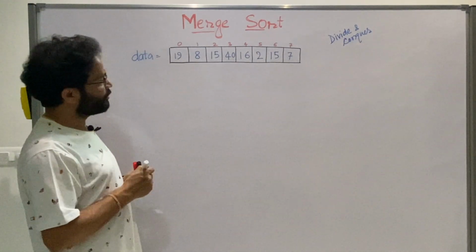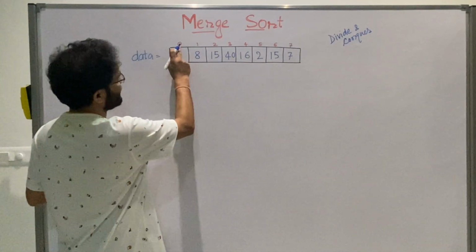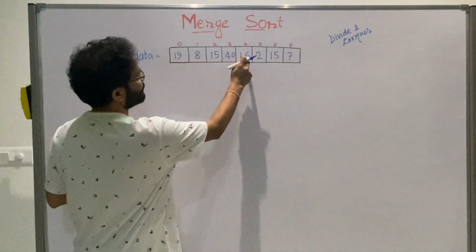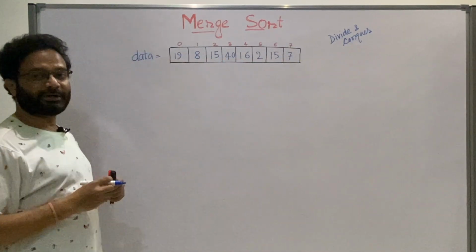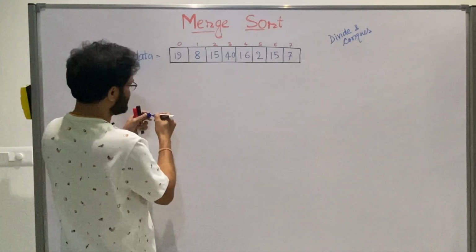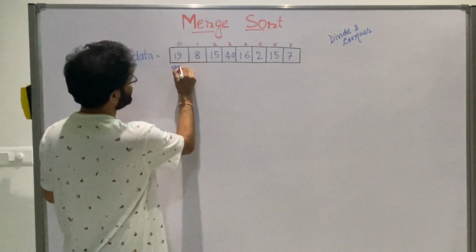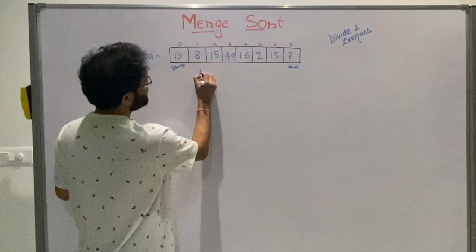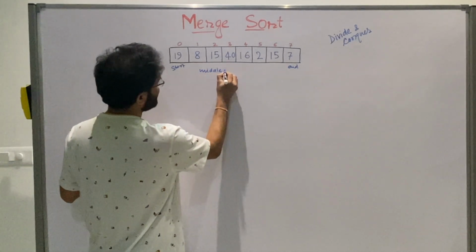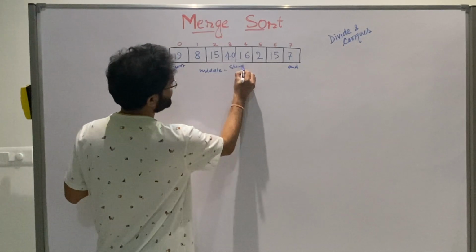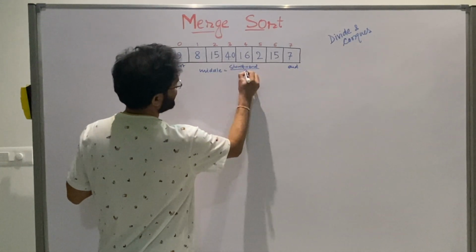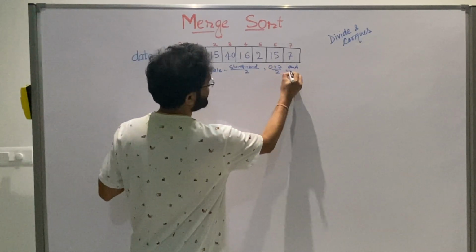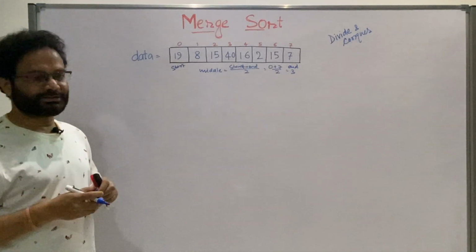So if you see what you're going to do here, how many elements are there? Index 0 to index 7 means you have 8 elements: 1, 2, 3, 4, 5, 6, 7, 8. First you have to find the middle point. This is the start for this array, and this is the end. How can I get the middle point? Middle would be start plus end divided by 2. In this case 0 plus 7 divided by 2, if you take the integer, it becomes 3.